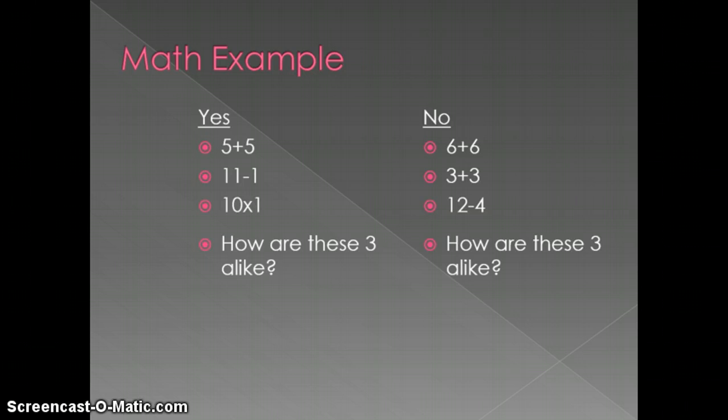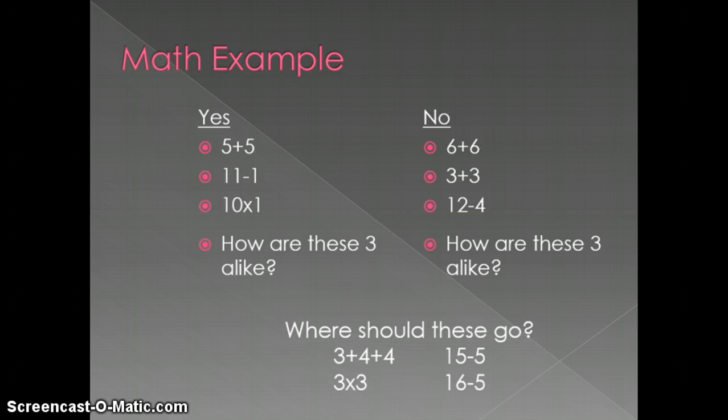Then have the students define the concept and list the attributes. What do you notice about the yeses? Hopefully, your students will notice that they are tens facts, and the no section has non-tens facts. After they've defined the concept and listed the attributes, they can figure out where each of these new expressions should go and put them in the right category.